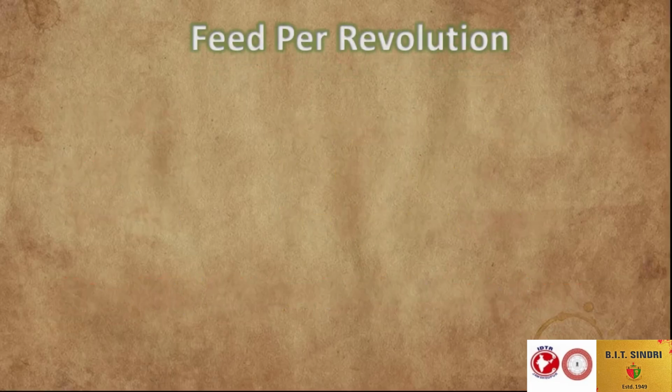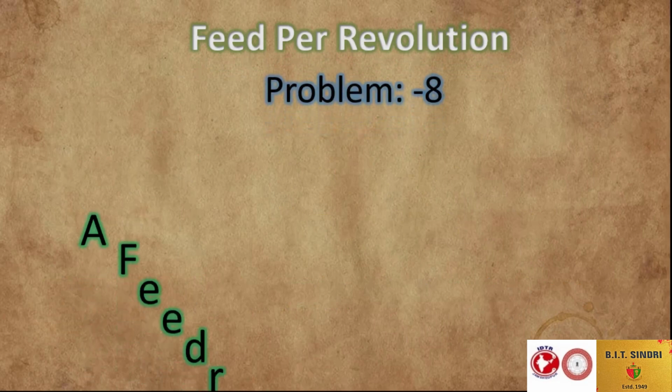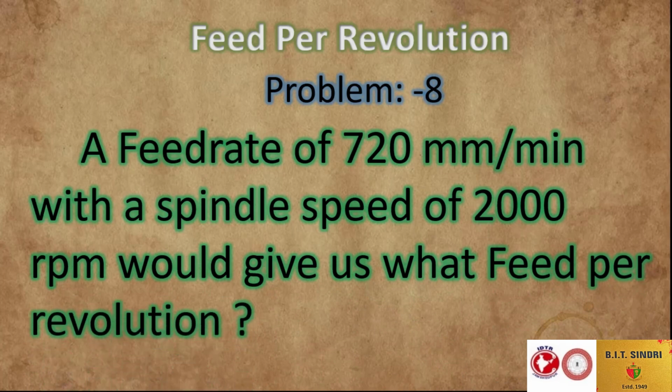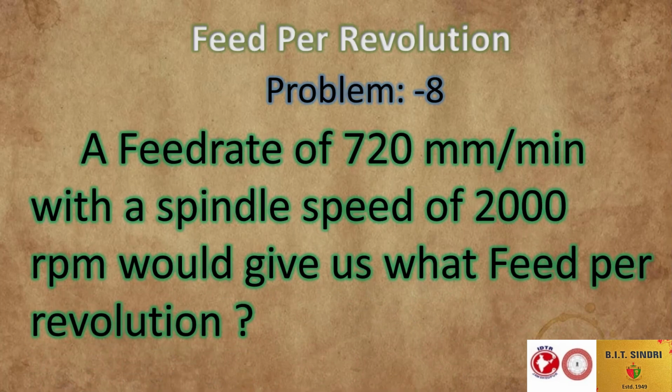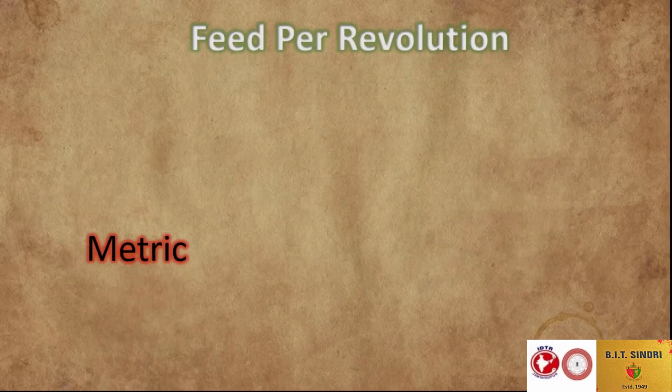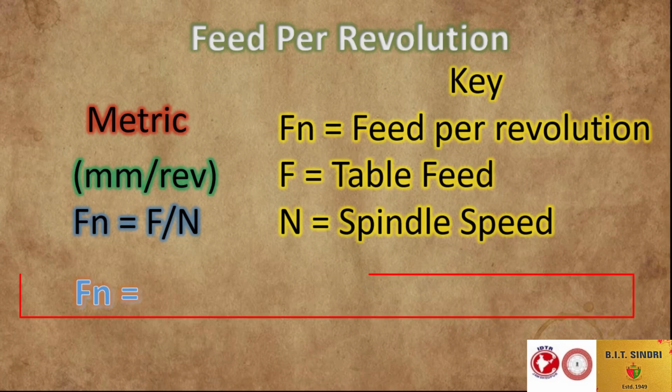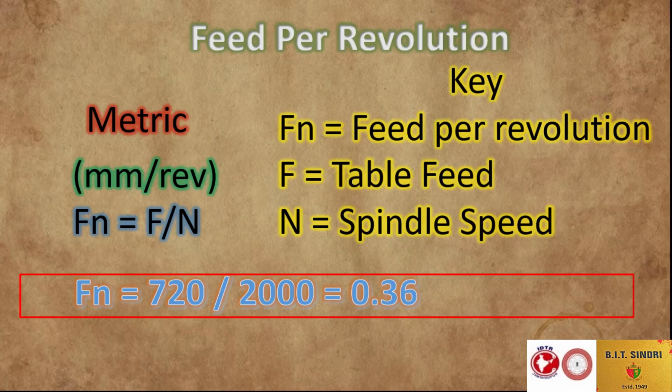Okay, let us do one last one in metric to make sure we really understand this concept. The next problem is a feed rate of 720 millimeters per minute with a spindle speed of 2000 revolutions per minute. What would that give us as feed per revolution? So this time we have a metric example. Our Fn, let us give it a table speed of 720 millimeters per minute this time, and we are going to divide that by a spindle speed of 2000.